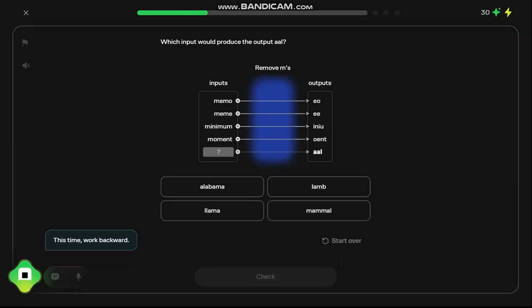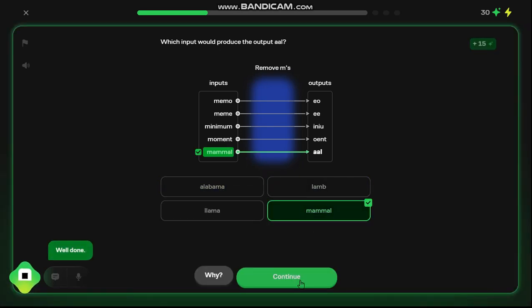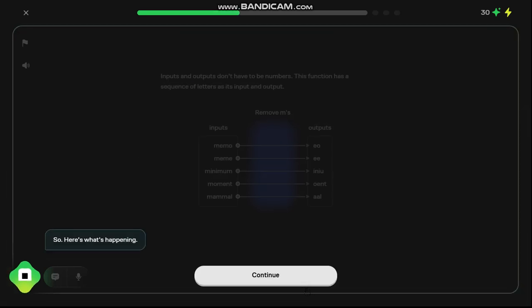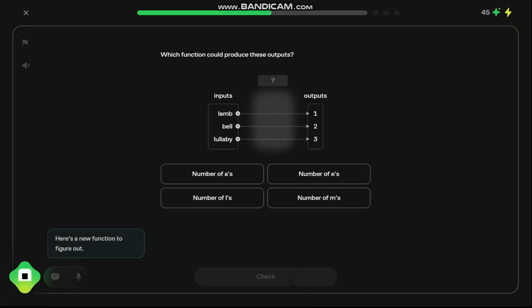This time, work backward. Which input would produce the output "AL"? So the function is remove M. So "AAL". Maybe "mammal". Yeah, mammal, or Alabama. Maybe that's the right answer, I guess, because mammal. Oh, wow. So here's what's happening.